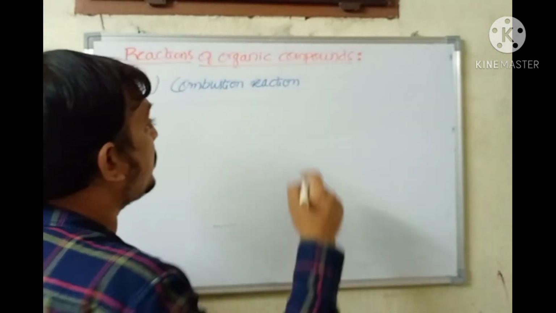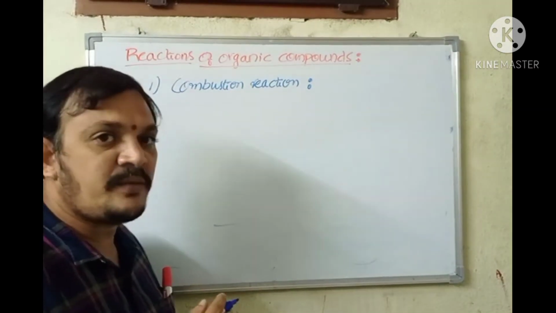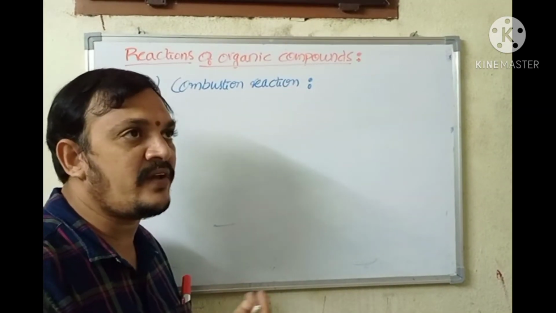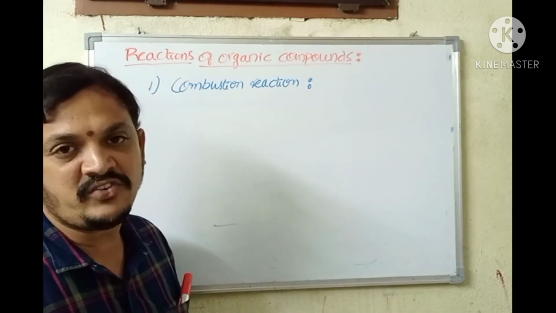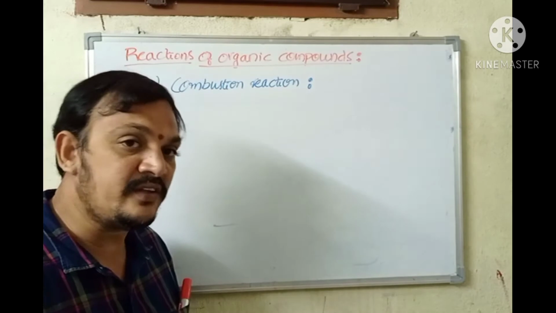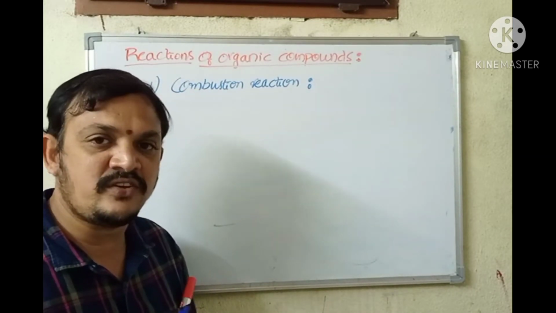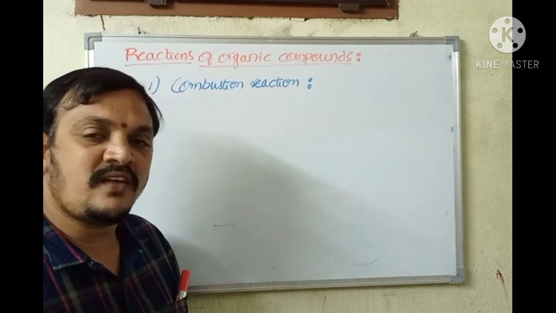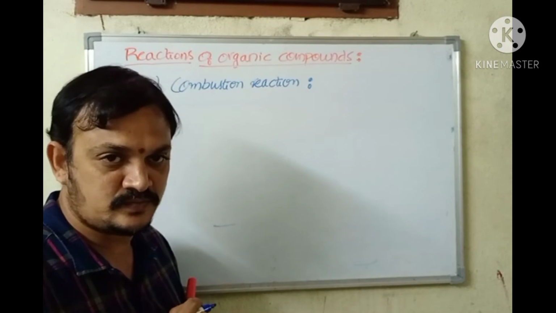Already you are all familiar with the term combustion. Combustion reaction can be defined as a chemical reaction of a substance with oxygen resulting in release of heat and light energy. That means if a substance is reacting with oxygen and that reaction is associated with release of heat and light energy, then that reaction can be referred to as combustion reaction.